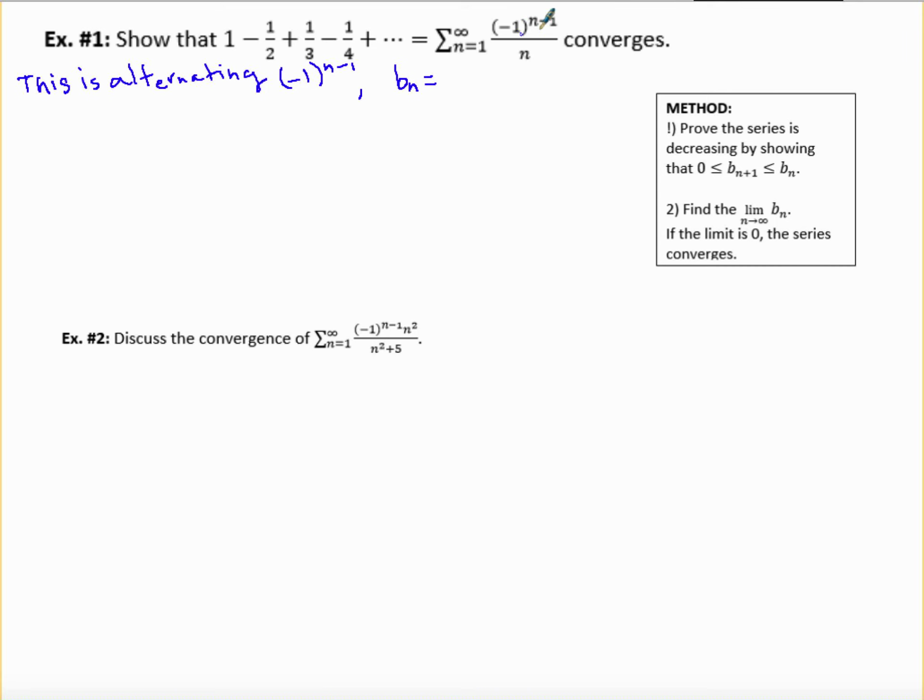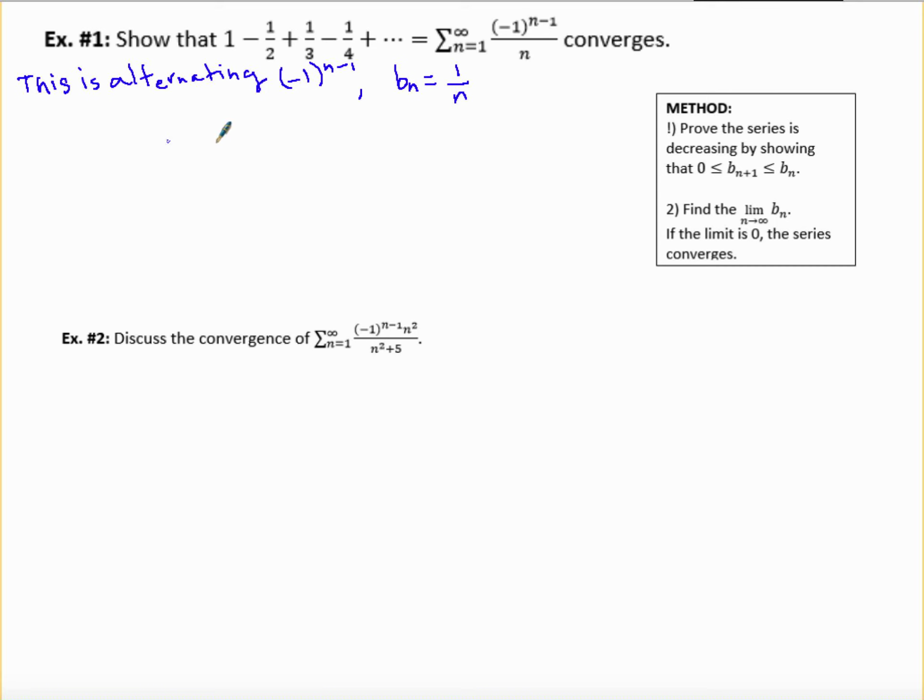That's not the alternating piece. The alternating piece is the thing that changes our sign from negative to positive, or positive to negative, depending on what value we start with. I don't have anything in my numerator, so that's going to be a 1, because it can't be 0. In my denominator, I have n. So I'm basically ignoring the alternating part, and what's left over is my b sub n. It looks like b sub n is 1 divided by n.